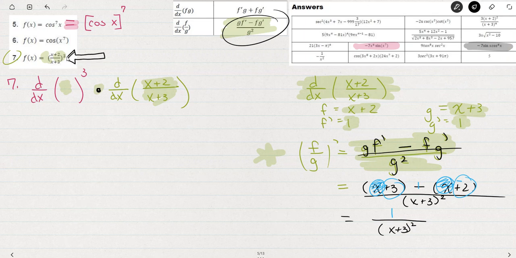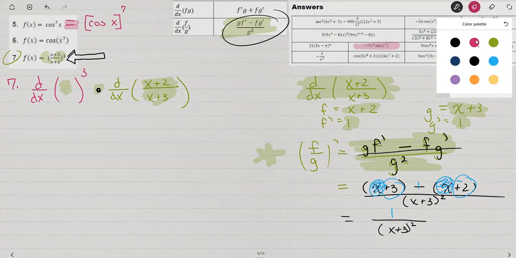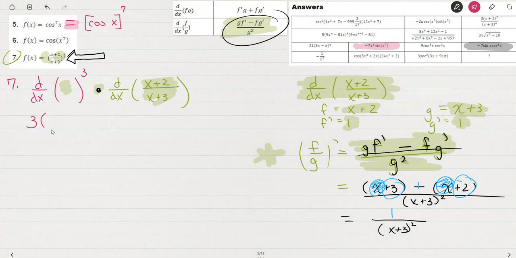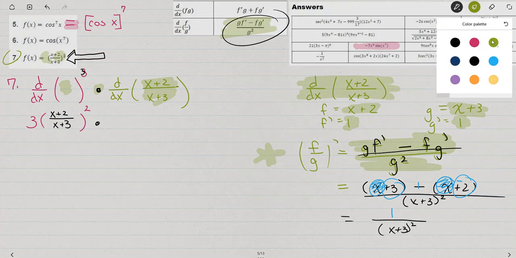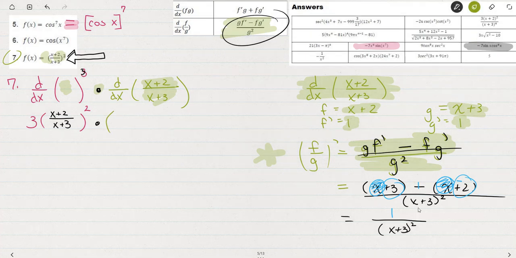What we were going to do is the derivative of the outside. So the derivative of something cubed is 3 times that something squared, right? So 3 times this quotient, x plus 2 over x plus 3, but now it's 1 less than 3, which is 2. And I'm going to multiply that times the derivative of the quotient, which I got over here off to the side, right? That was 1 over x plus 3 squared.